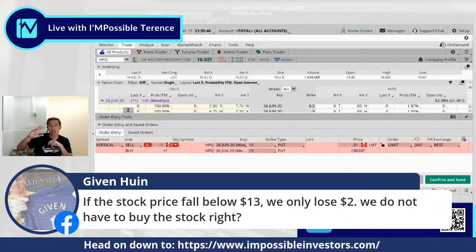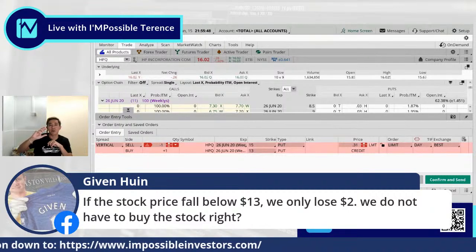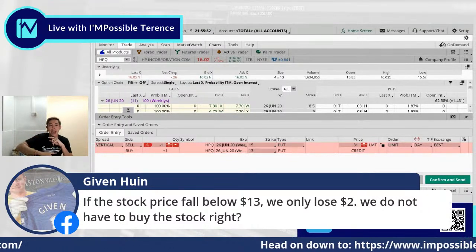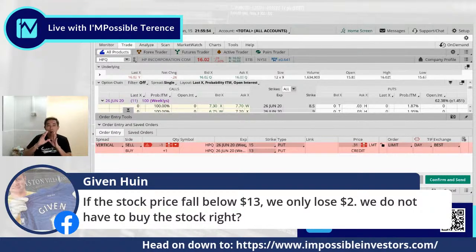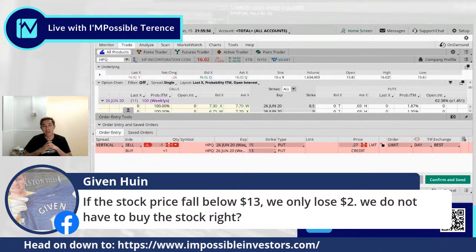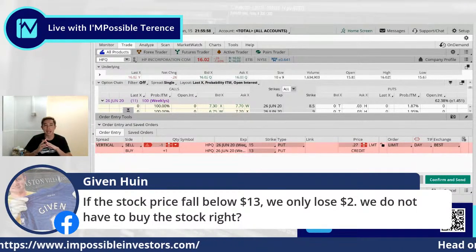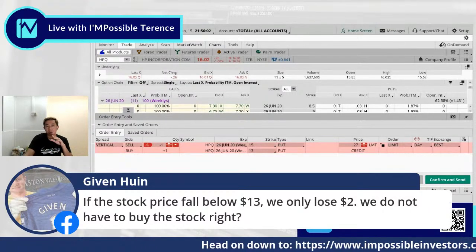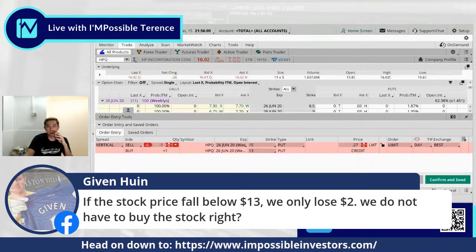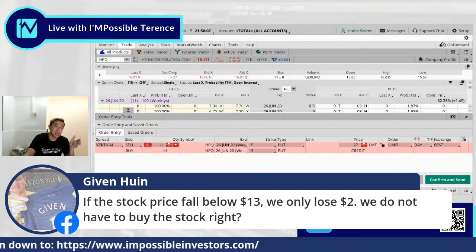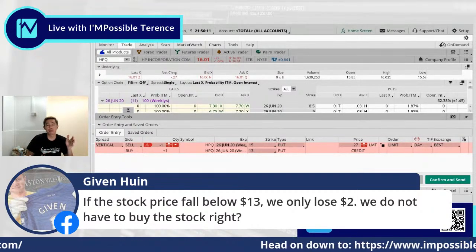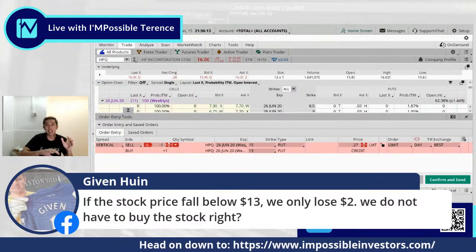expire with a claim value, or what we call in the money, will be automatically assigned and exercised on option expiry. That's the reason why you don't have to buy the stock, because you would have to buy the stock at 15, but your $13 put option will also be activated. That means you have to turn around and sell the stock at 13 after that.